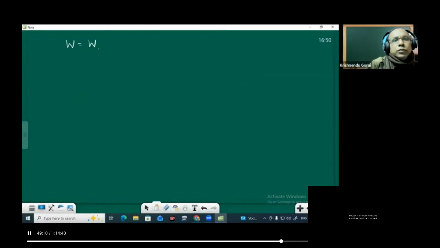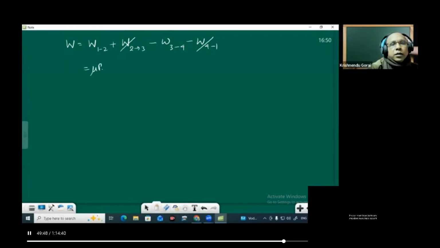W1 to 2 plus W2 to 3 minus W3 to 4 minus W4 to 1. So 2 and 4 will cancel with each other. This work done and this work done is same. So one is plus, one is minus, it will be cancelled with each other. So what we are getting, W1 to 2, what we get the value?